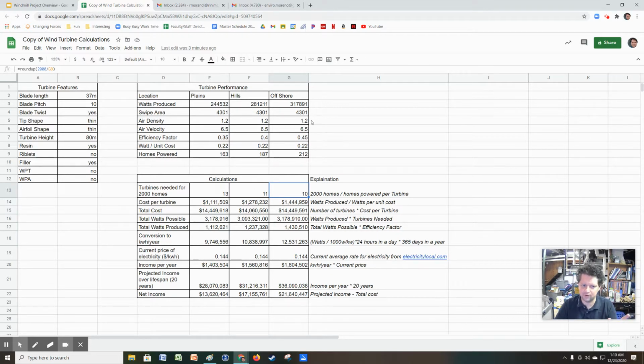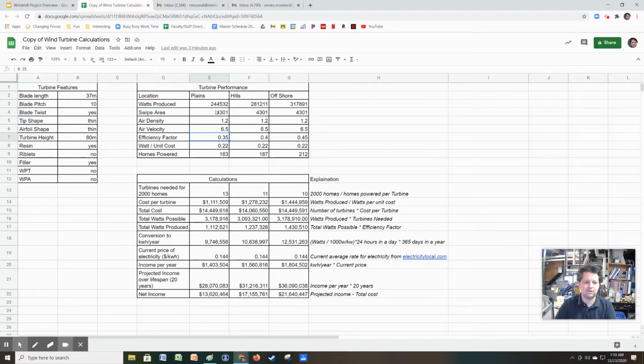Now, some of it's more important than others, but some ones I want to point out right here are the watts produced. This is the amount of watts produced by my windmill at max capacity, right? This is the most amount of watts that it could possibly put out at any point. This number here is not the amount of energy that is actually being generated in the windmill. It's the max amount. I have to multiply that by the efficiency factor, this number here in row 7. So I take this watts produced and multiply it by the efficiency factor to find out the average number of watts that are being generated.